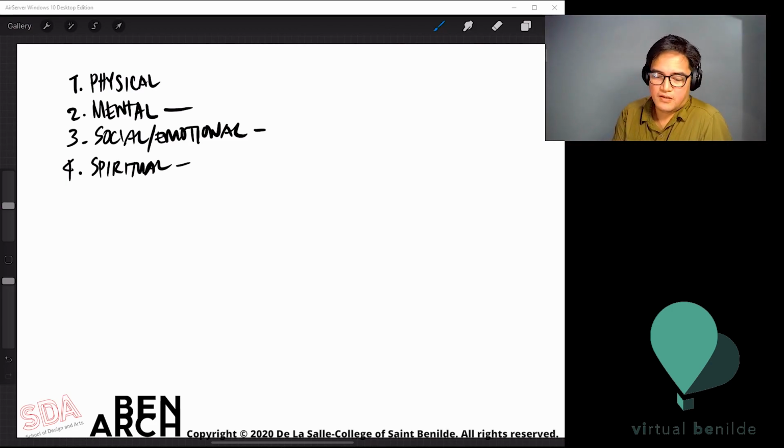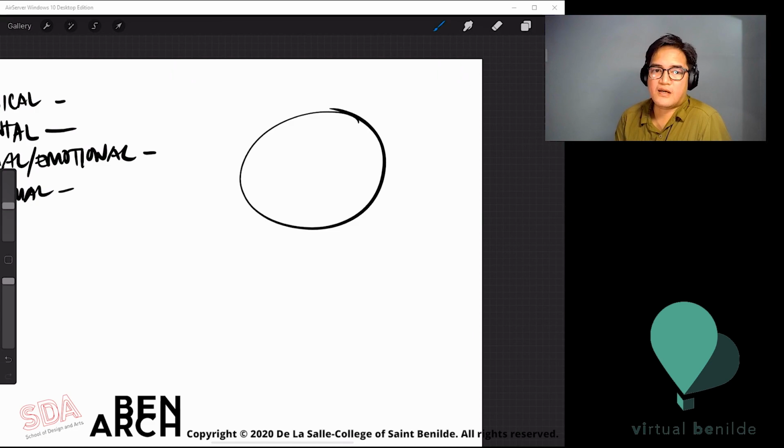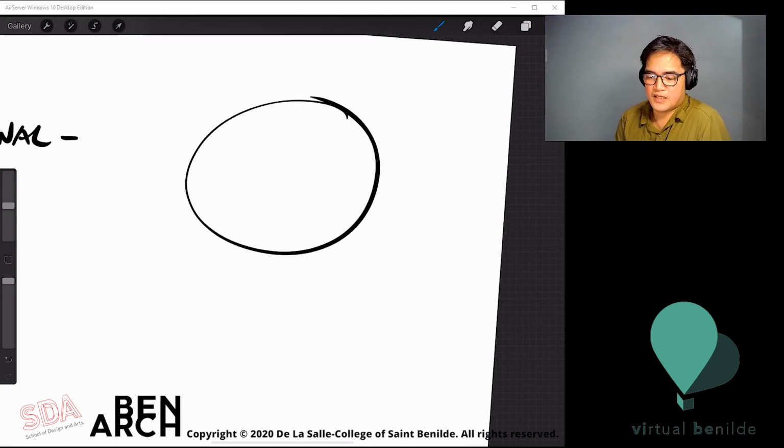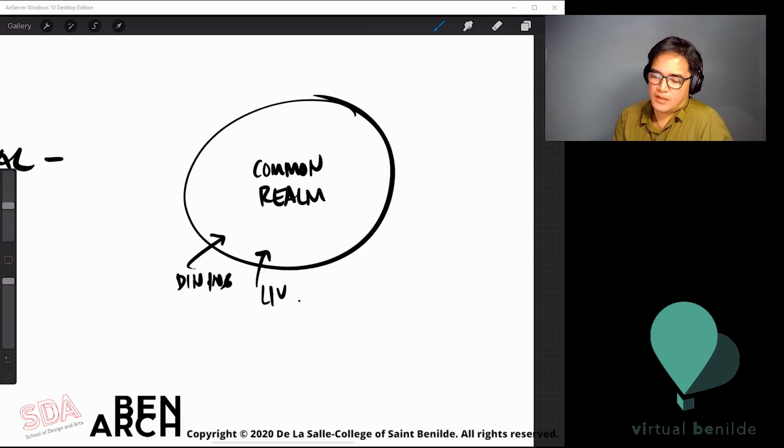Other thing to consider would be the dynamics of a house. So when we talk about a house, normally there is a space called the common realm. It is mainly like the living room, dining room. These are common areas that the occupiers would have access to pretty much. Other things like the service areas or the kitchen, for example, is one of those areas in this common realm.